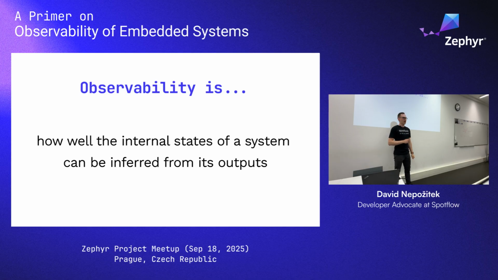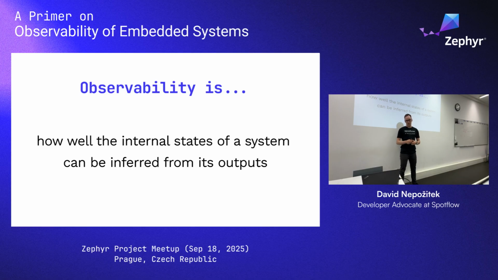So, why should you even care? What is observability? The term itself comes from math, from control theory, and it is usually defined loosely like that. So it is a property of a system that tells you how well you can infer internal states of the system based on some outputs.